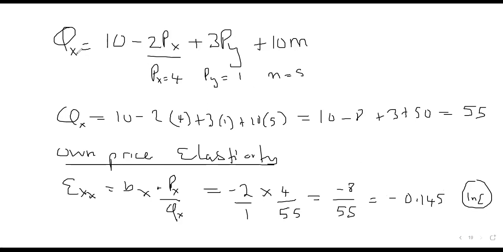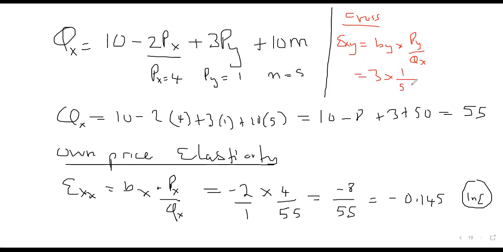How about if you're moving from good X to good Y? It is called cross price elasticity. So this is crossing. We change the color. We're moving elasticity from X to good Y. We look at the gradient for good Y, then the price for good Y over the quantity for good X. So what is the gradient for good Y? It is 3. The price for good Y was 1. Then our quantity for good X was 55.